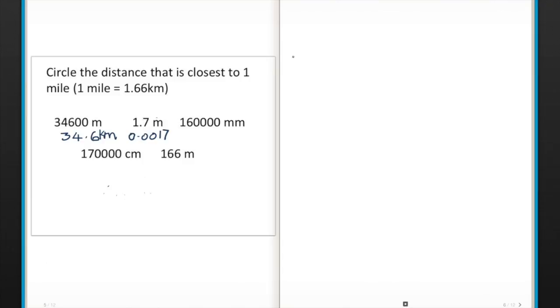I've got 16,000 millimetres. Now they're really small, and I want to go to kilometres. I'm going to write the kilometres down here because I don't want to make any mistakes. Right, millimetres, there's 10 of those in a centimetre.